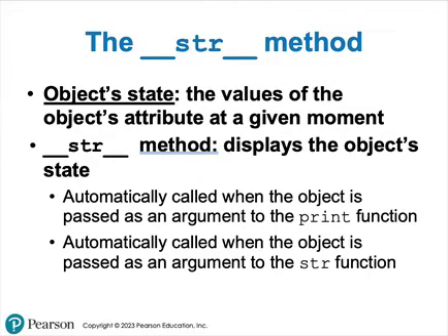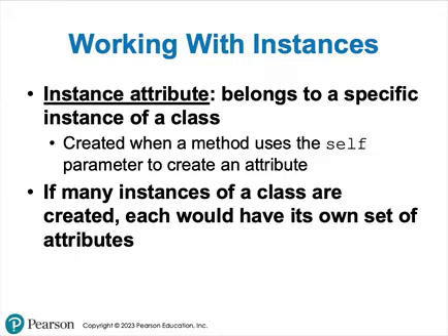There are some predefined methods like __init__. There's one called __str__, and its intention is to display the current object's state. And in this case, the state is going to be the balance of the bank account.